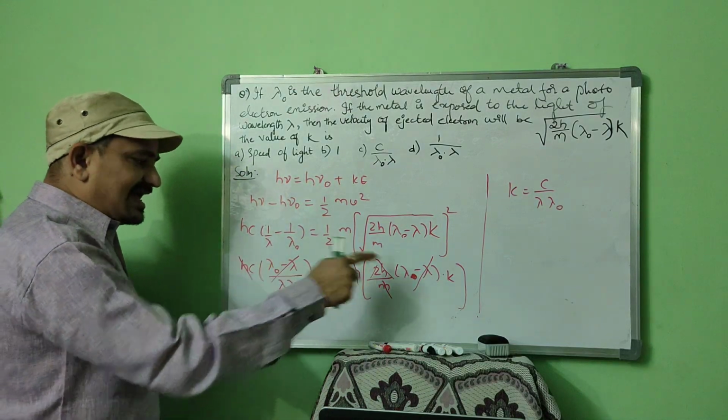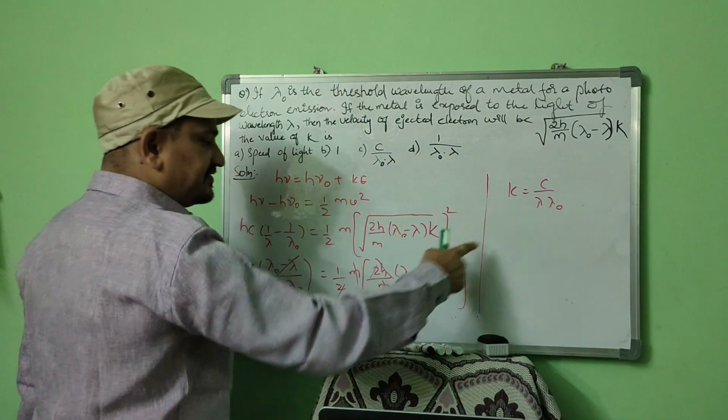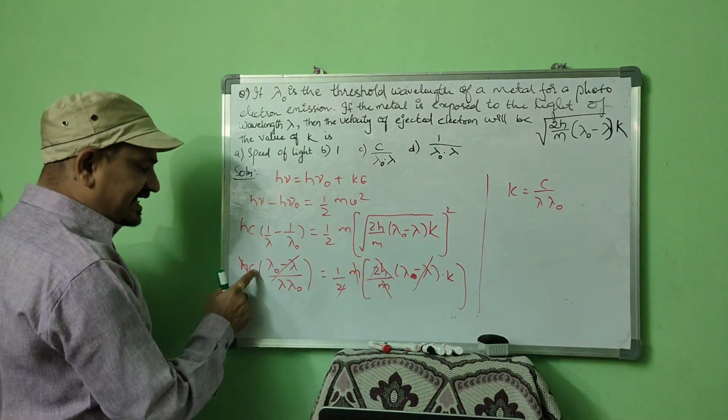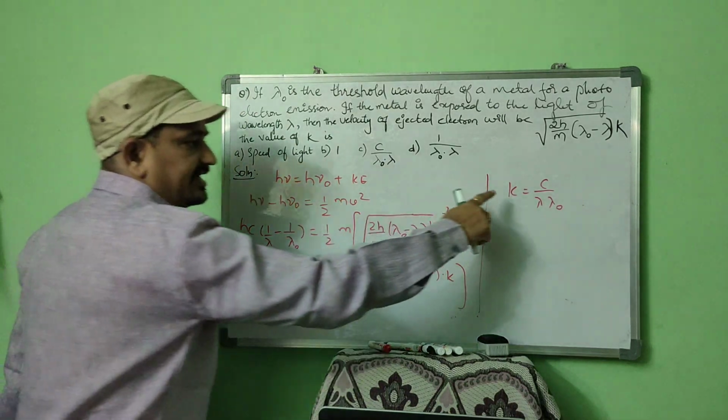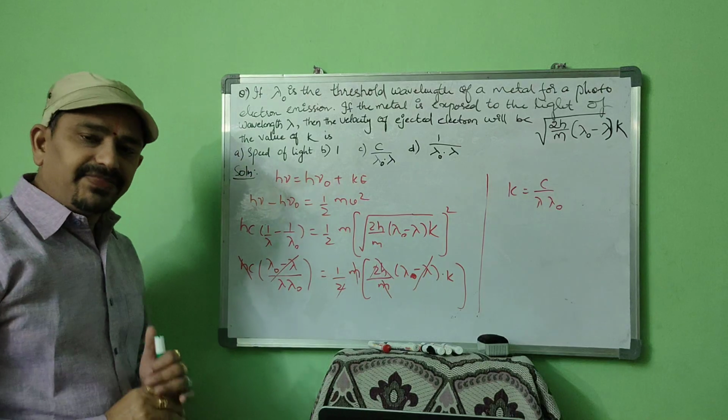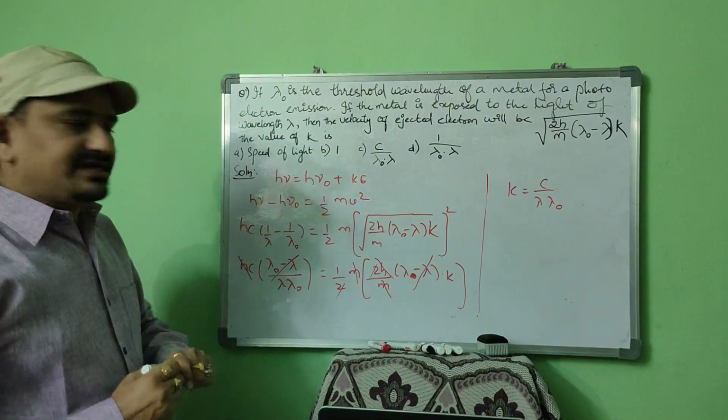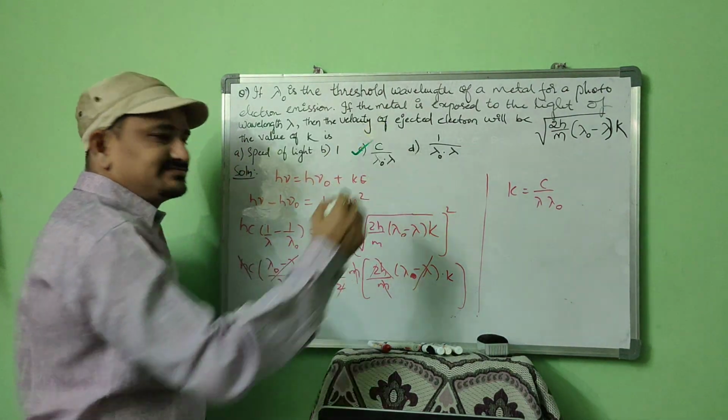Now on cancellations, we are left with the term k equals c by lambda naught. K equals c by lambda naught. Now our k answer is option C, right?